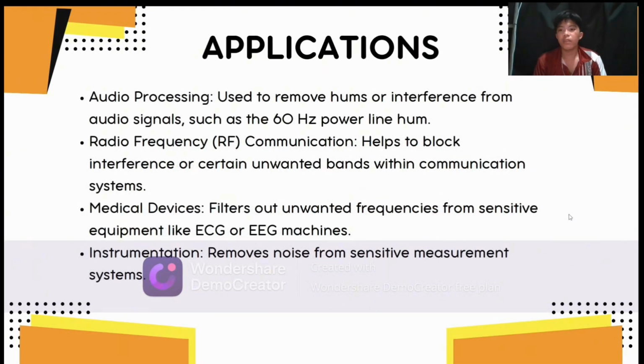Applications: audio processing, used to remove hums or interference from audio signals, such as 60 Hz power line hum. Radio frequency communication, which helps to block interference or certain unwanted bands within communication systems. Medical devices, to filter out unwanted frequencies from sensitive equipment like ECG or EEG machines. Instrumentation, to remove noise from sensitive measurement systems.